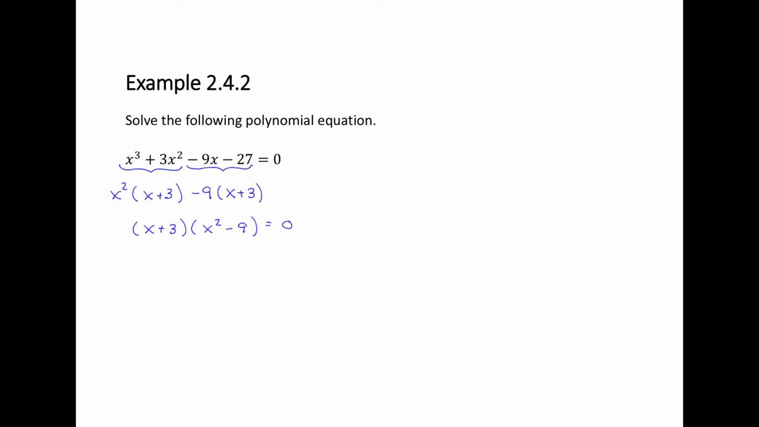Now I can break this down one more time because this factor is quadratic and it's actually a difference of 2 squares. So I will factor one more time. I have the x plus 3 that was already there, and then I'll have another x plus 3 times x minus 3. And when we solve these 3 factors, I'll have x equals negative 3, x equals negative 3, or x equals positive 3.